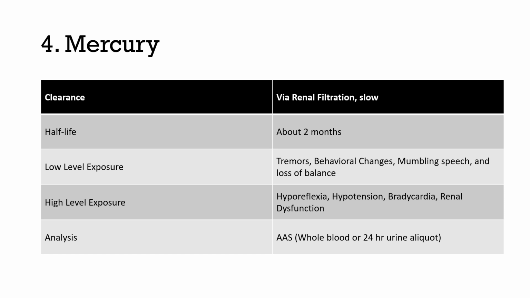Ang clearance sa mercury is very slow because of its half-life of about 2 months, but not as long as cadmium, diba? So low-level exposures would give you tremors, behavioral changes, mumbling speech, or loss of balance. High-level exposure would give you hyporeflexia, hypotension, bradycardia, renal dysfunction, and analysis can be through atomic absorption spectrophotometry of the whole blood or the 24-hour urine aliquot.